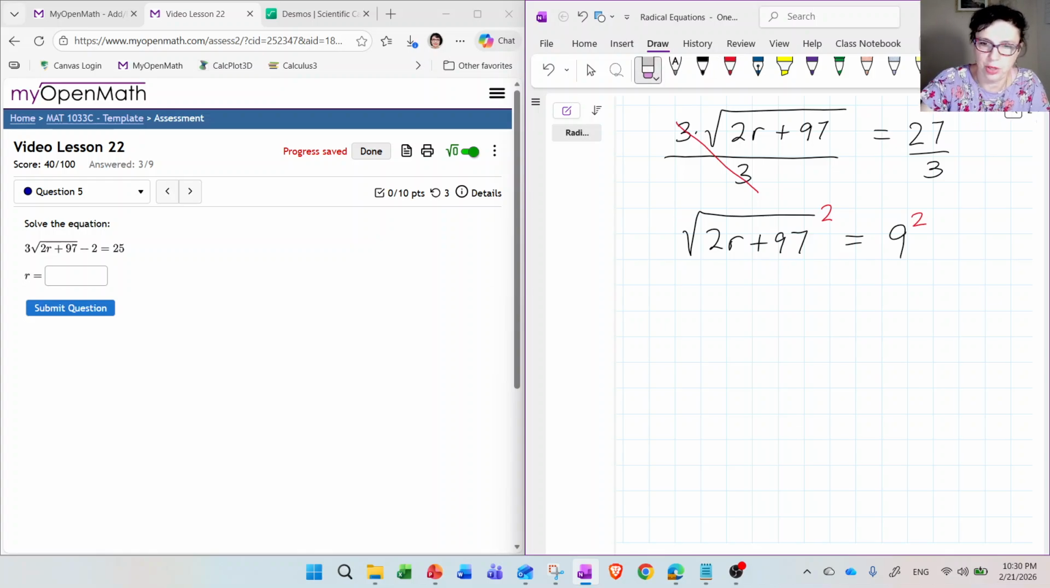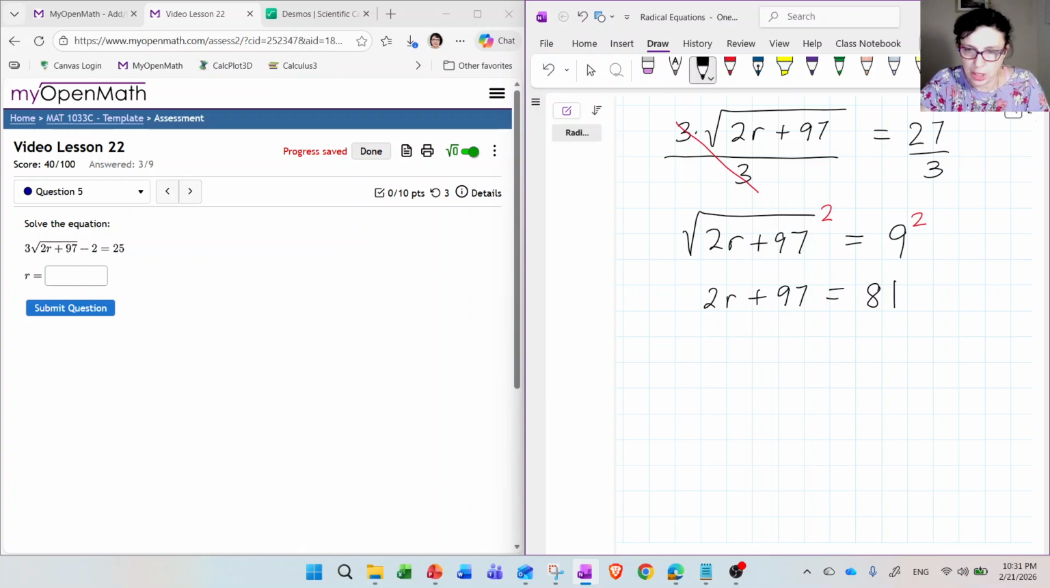Okay, so this actually I don't need to read. And then what's going to happen to that square root is going to go away, because when you square a square root, it disappears. And that's the whole point. That's why we are doing it this way. Okay, but on the other side, what's going to happen to that 2? Nothing is still going to be there. What is 9 squared? That's 81.